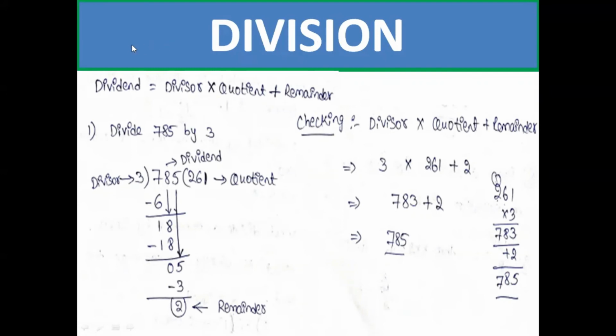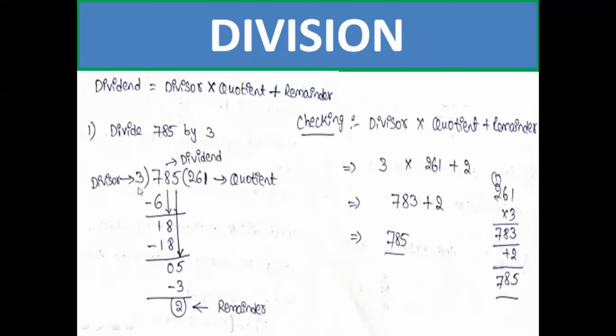Let us learn about division. In this, dividend is equal to divisor into quotient plus remainder. How to check? We have to find. Okay. Divide 785 by 3.